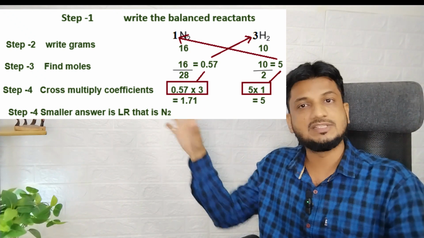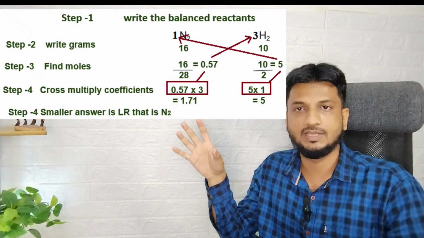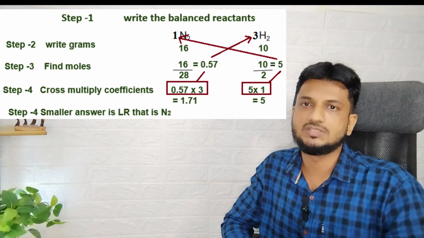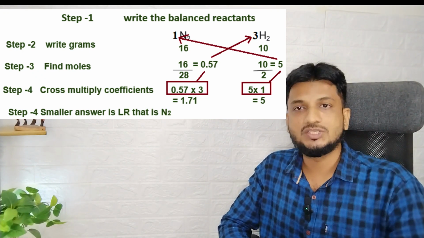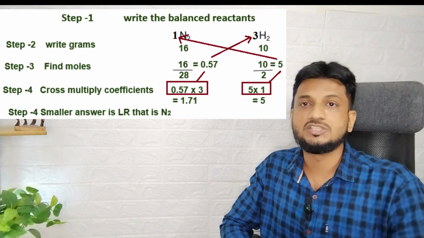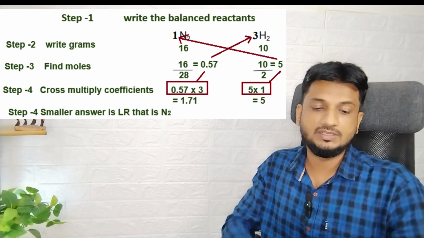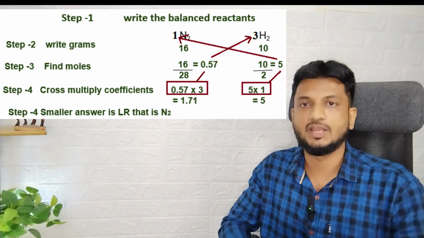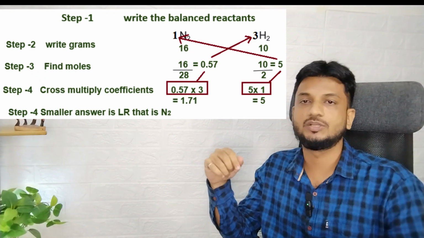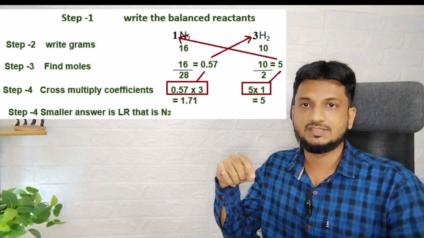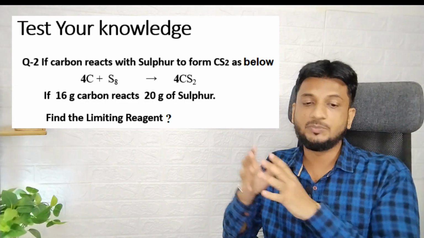Now whichever number is less after cross multiplying, guys, that particular substance is the limiting reagent. So in this question, since nitrogen is just 1.71 and hydrogen is 5, clearly nitrogen is the limiting reagent, and automatically the other one, which is hydrogen, becomes the excess reagent. So that was about it. That was about limiting reagent.